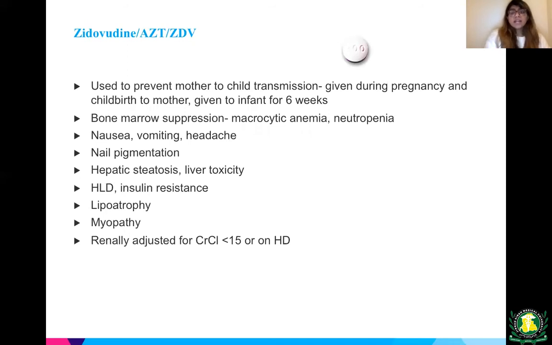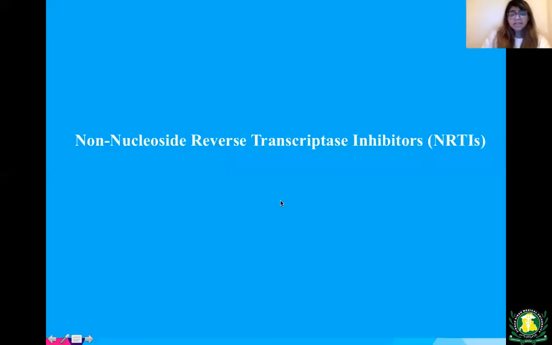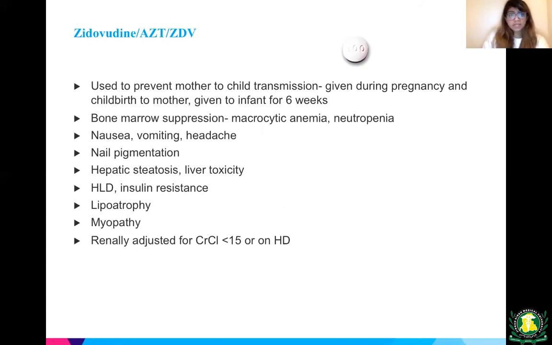And zidovudine, this was the first one, so it's actually still used to prevent mother-to-child transmission in the United States. It is given during pregnancy and childbirth to the mother, and given to the infant for 6 weeks. It does cause bone marrow suppression. I have seen this in patients. So macrocytic anemia, neutropenia, also the typical nausea, vomiting, and headache. You can get nail pigmentation, liver problems, hyperlipidemia, insulin resistance, lipoatrophy. This is fat wasting in certain parts of your body, myopathy, and this is again also renally adjusted.